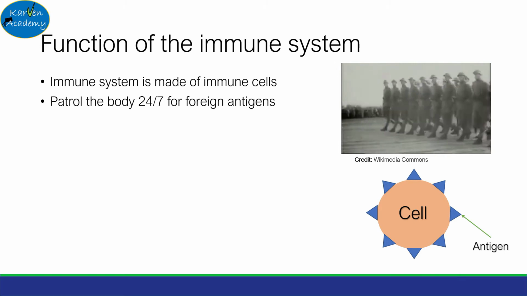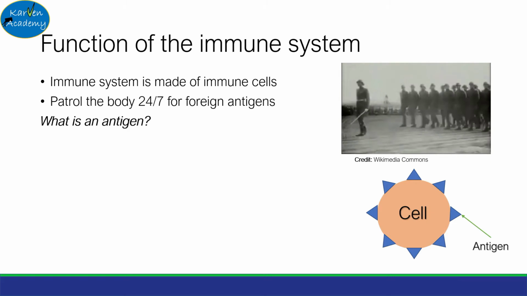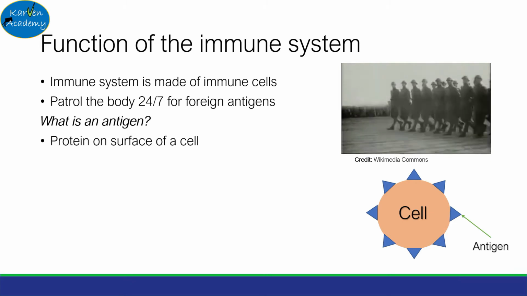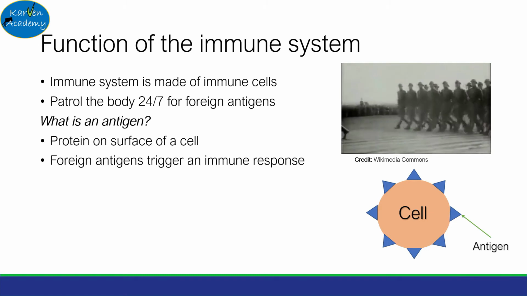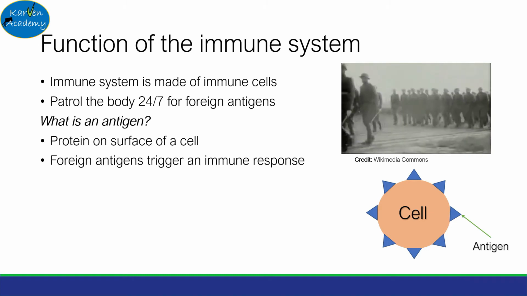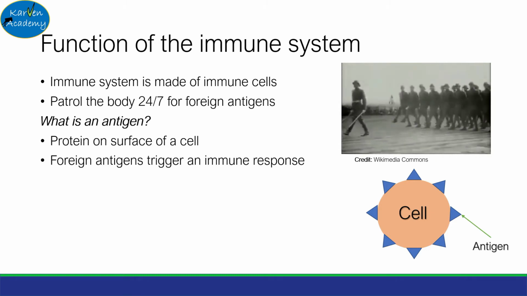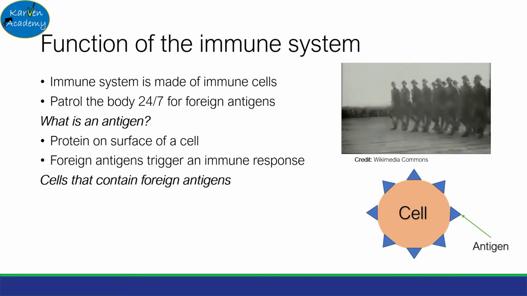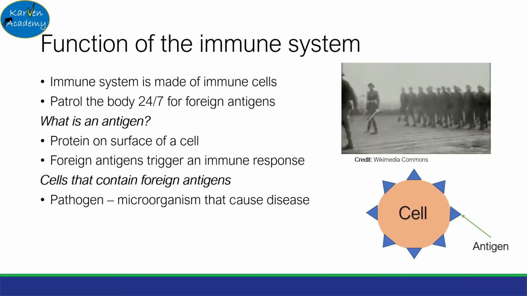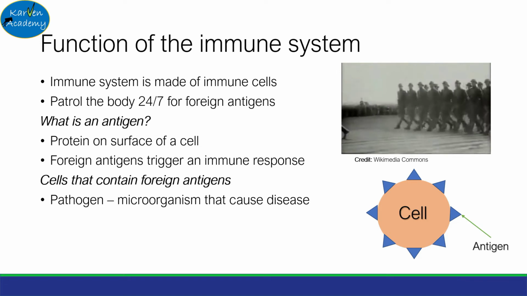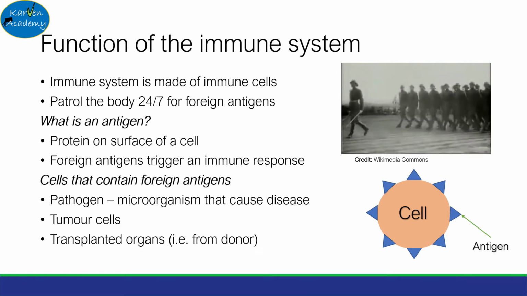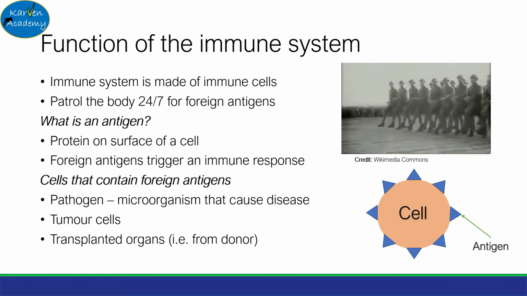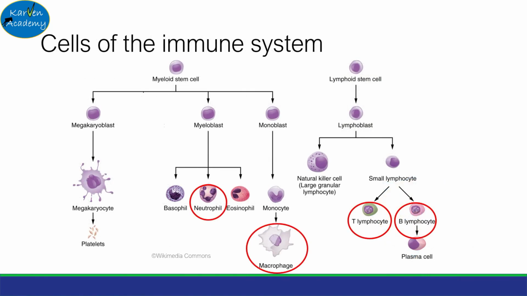But what is an antigen? Antigens are proteins found on the surface of a cell. And all cells have antigens. However, not all antigens produce an immune response, such as the antigens of our own cells. However, foreign antigens do. Some common examples of cells that contain foreign antigens are pathogens, which are microorganisms that cause disease, tumor cells, i.e. from cancer, and transplanted organs from donors.